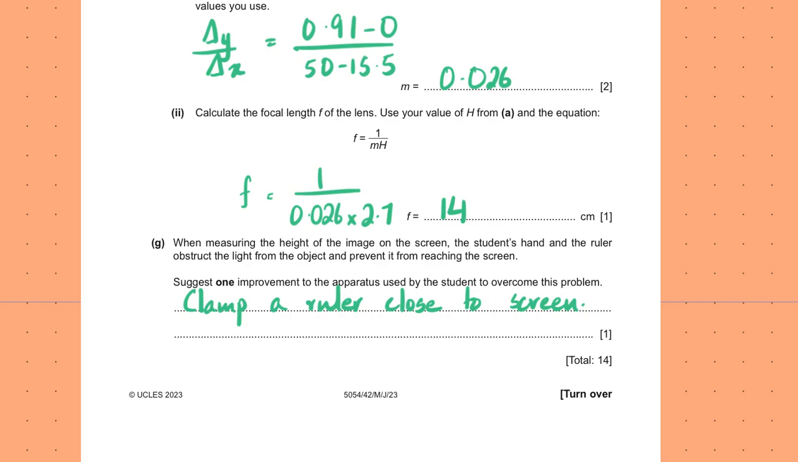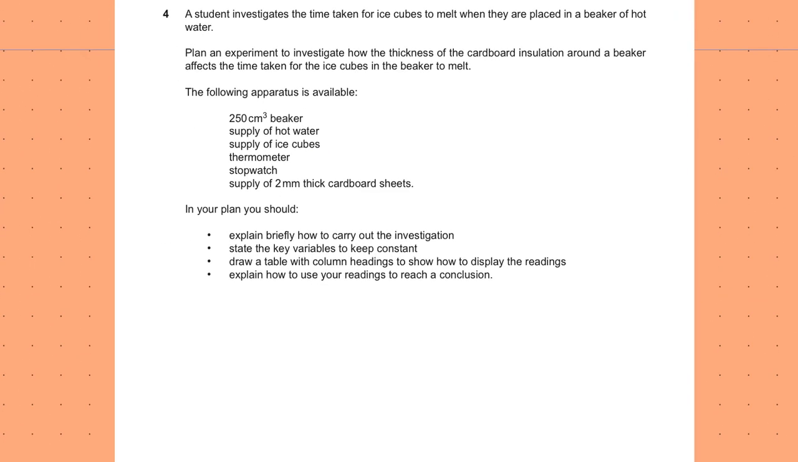Question number 4, our planning question. A student investigates the time taken for ice cubes to melt when they are placed in a beaker of hot water. Plan an experiment to investigate how the thickness of the cardboard insulation around a beaker affects the time taken for the ice cubes to melt. Following apparatus is given. In your plan, you should explain briefly how to do this. Again, the same thing every time. So we have to do the thickness and how it affects the time taken for the ice cubes to melt.